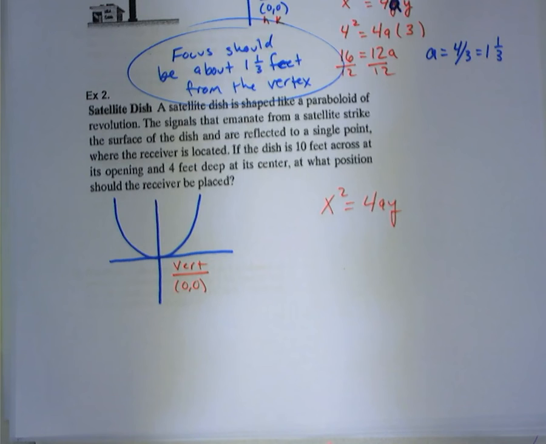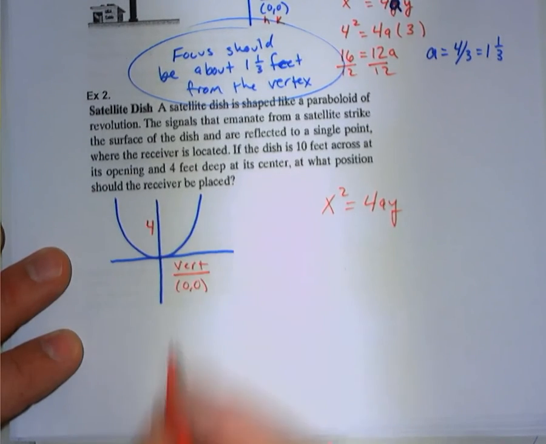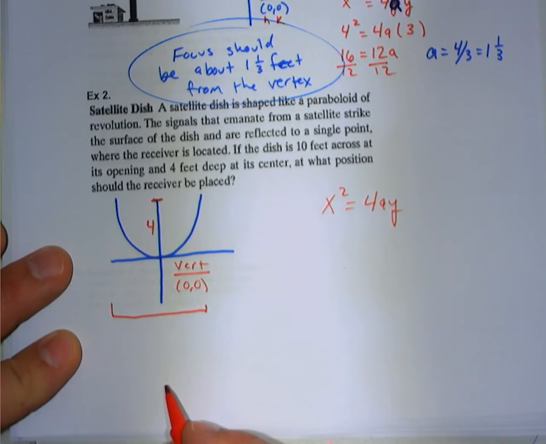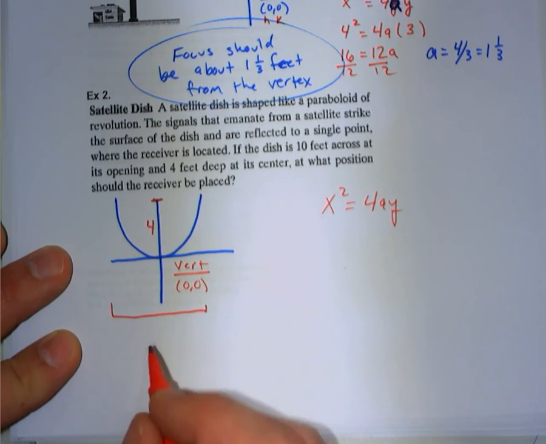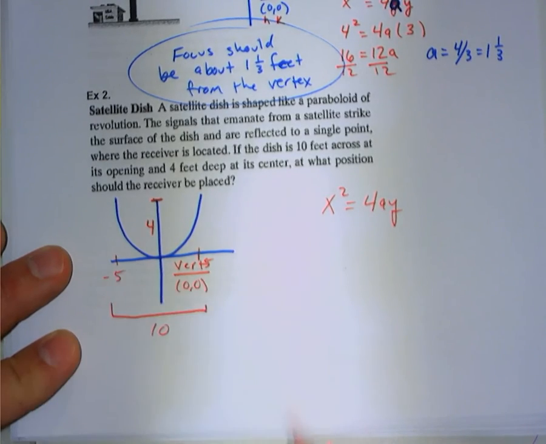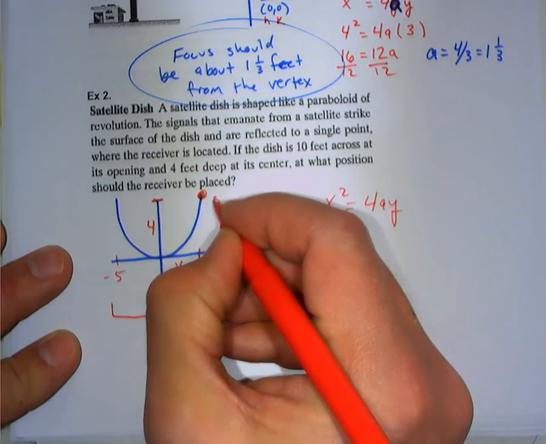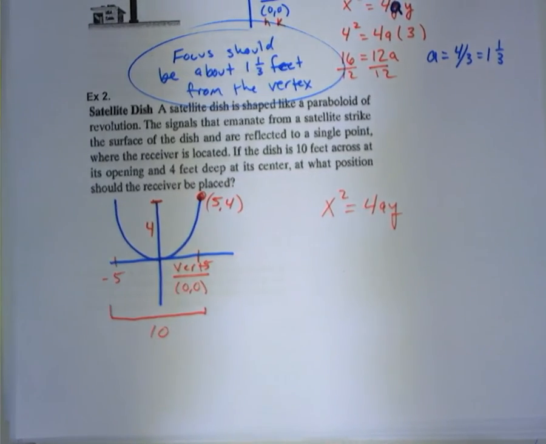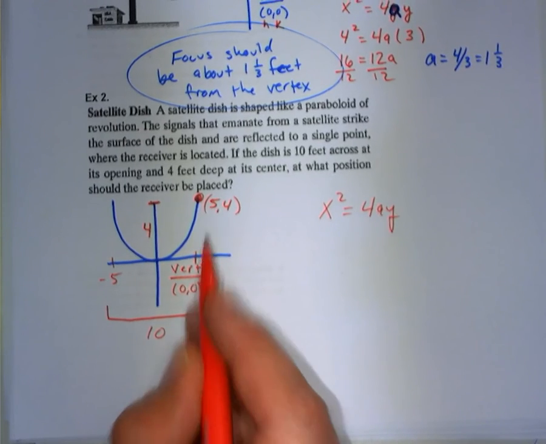How deep is this thing? 4 feet deep. So this guy's 4. And then how far across is this thing? So from here to here is how far? Dom, what do you got there? How far across is it? Oh, it's 10. So if we cut that in half, that's 5 and negative 5 here. So the coordinate point we can use is right here at 5, 4. Make sure you don't have 4, 5. That's a common mistake. People get those mixed up. Remember, it's over 5, up 4.